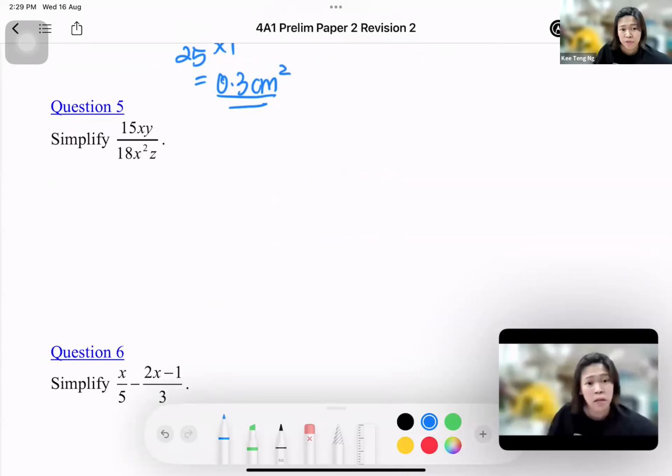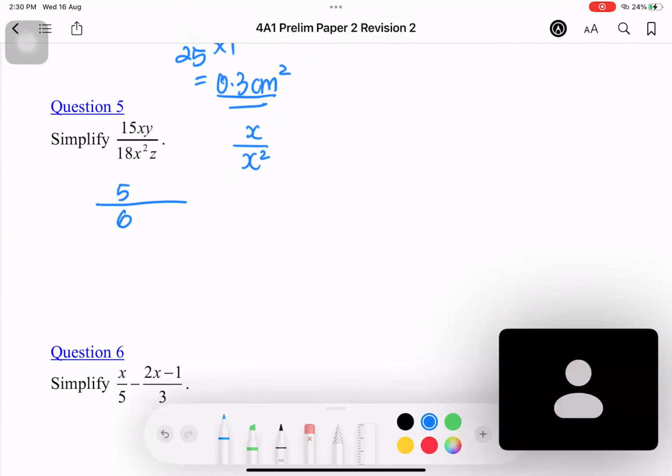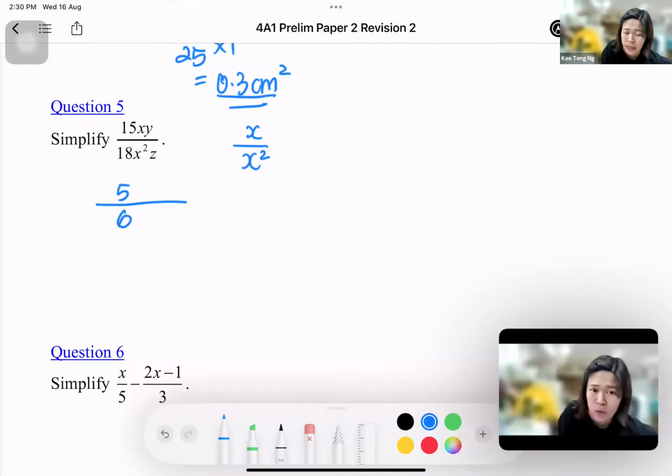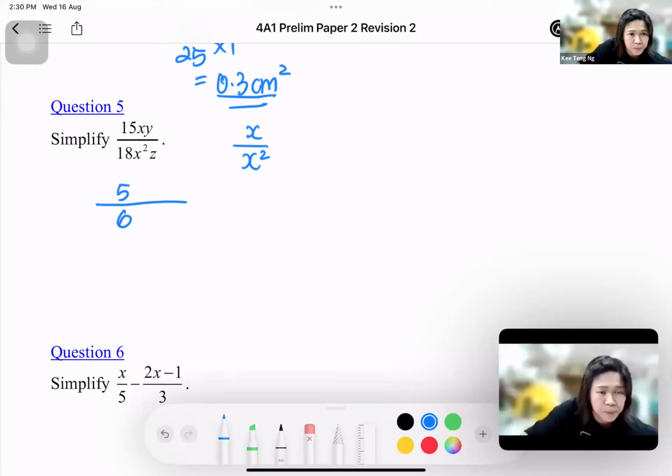Then next one, simplify the following. Let's deal with the numbers first. 15 over 18, use your calculator to check. You can cancel, divide by 3. So 15 divided by 3 is 5. 18 divided by 3 is 6. Then we still have x and x squared. Which one has a higher power? x squared, right? So on top there is 1, bottom there are 2. Cancel away, we are left with x. Numerator or denominator? On top. Very good, x. Then the y and z have nothing to cancel, so it stays as y and it stays as z.